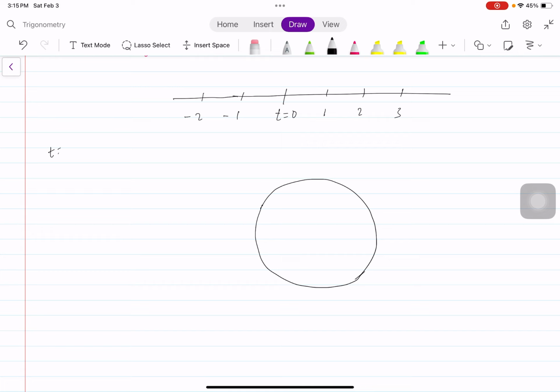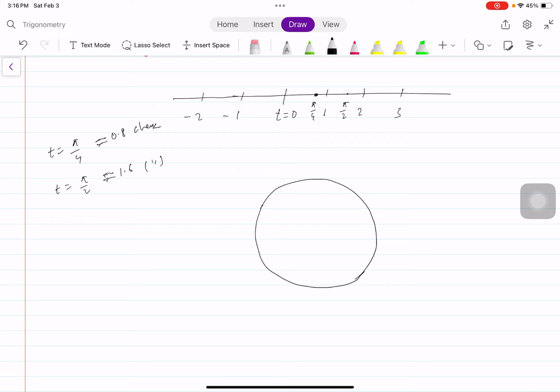What is pi over 4? Pi over 4 is approximately 0.8 or something like that. Please check this. And t equals pi over 2 is approximately 1.6 maybe. These are approximate values. Check again. So where does pi over 4 lie? Pi over 4 is here, and pi over 2, sorry, is over here.